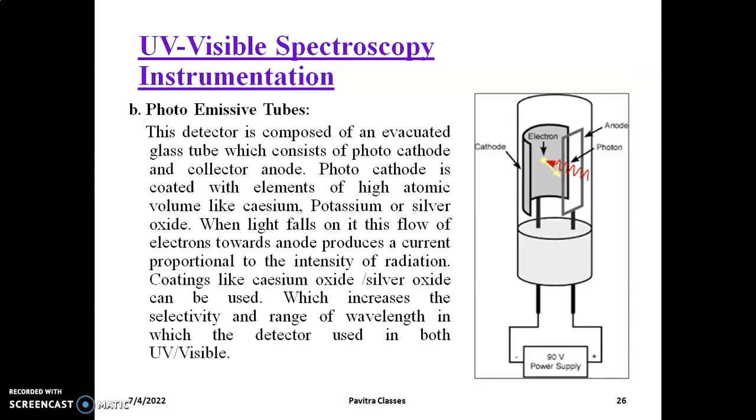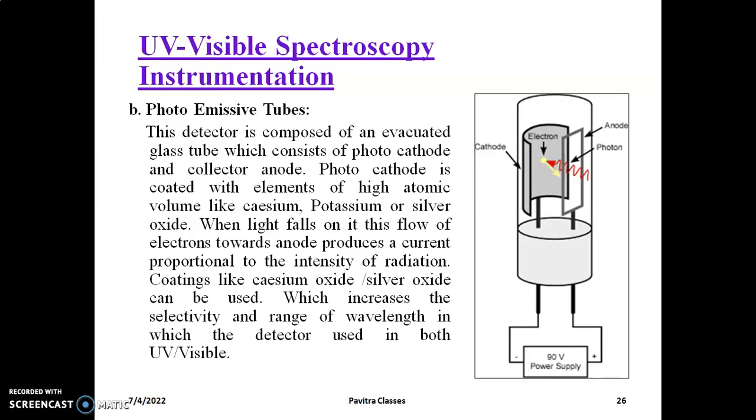Second detector is the photoemissive tube. In this picture you can see this detector is composed of an evacuated glass tube. In the tube there is a photocathode and a collector anode. The photocathode is coated with elements like cesium, potassium and silver oxide, whereas the anodes are coated with silver oxide and cesium oxide.